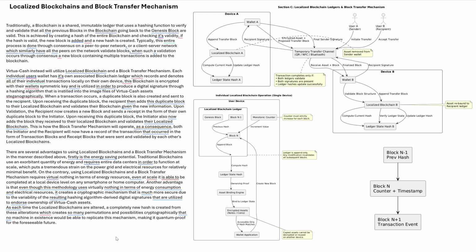Another advantage is that even though this methodology uses virtually nothing in terms of energy and consumption of electrical resources, it creates a cryptographic mechanism that is much more secure due to the variability of the resulting hash algorithm-derived digital signatures that are utilized to endorse ownership of virtual cash assets. As each time the localized blockchains are altered, a completely new hash is created from these alterations, which creates so many permutations and possibilities cryptographically that no machine in existence will be able to replicate this mechanism, making it quantum proof for the foreseeable future.